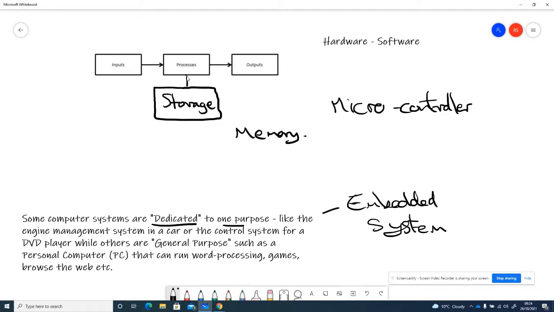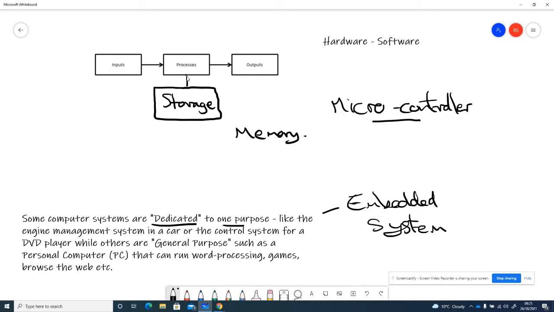Almost everything you're using or picking up has got something to do with a computer, whether it's been designed on a computer or whether it's a computer itself. As I say, your DVD player, your engine management system in the car, and if you've got an electronic toaster, that's likely to have a microcontroller chip inside it as well.